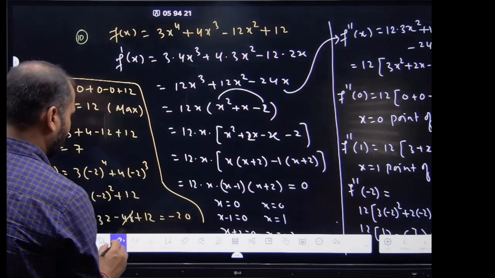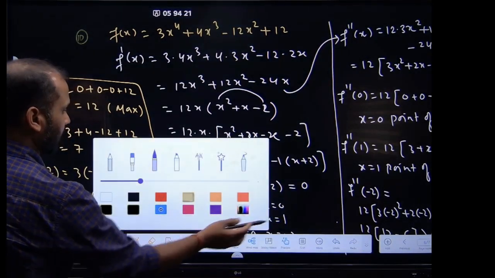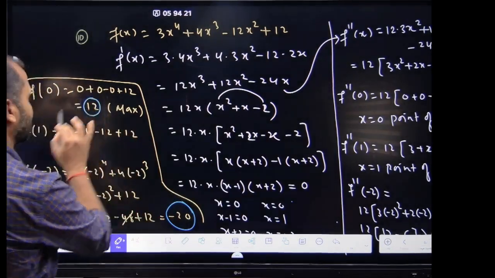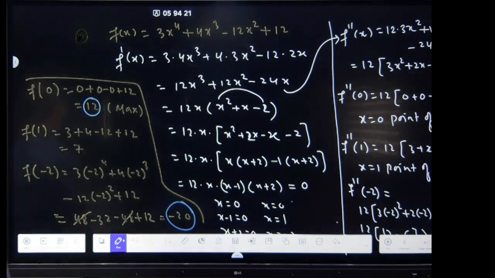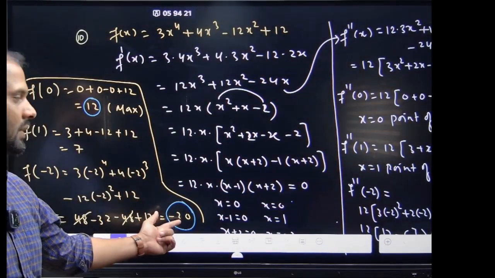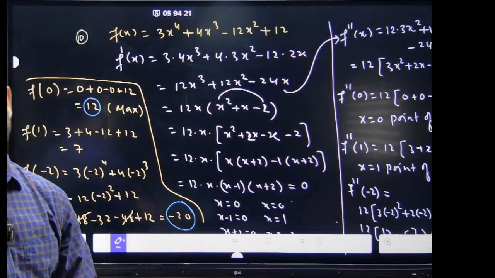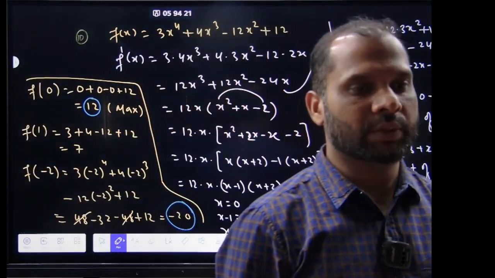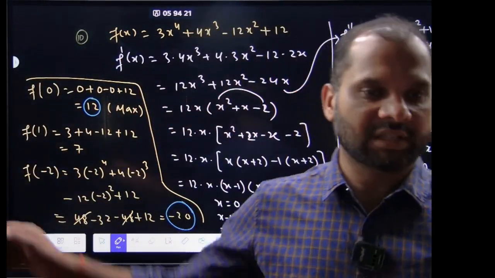Just see. If I ask you what is the global minima, this is the global minima. What is the global maxima? This is the global maxima. So, the minimum value out of these 2 is this one, right? Here we are getting 7, here minus 20. So, minus 20 is the minimum one. So, if they are asking you to calculate the global minima, minus 20, or only the minimum, this is the minimum value.